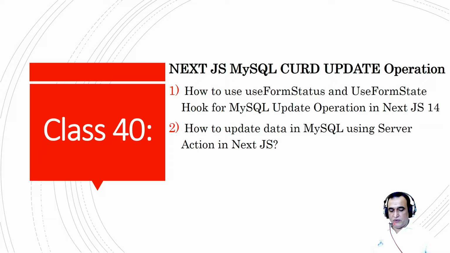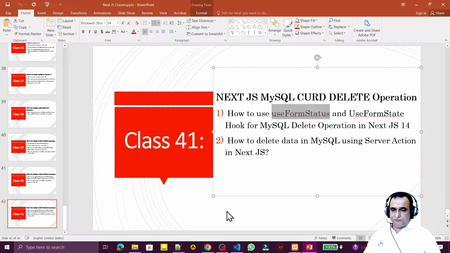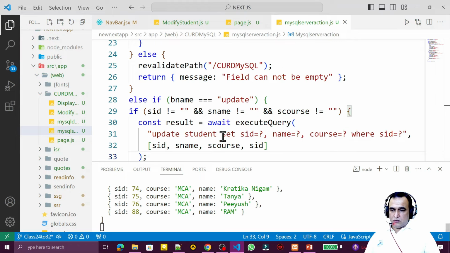In the last video we performed the update operation using server action. In this video we are going to learn how to delete a record from MySQL using server action, and how to use the form status and use form state hooks for giving information from the server side to the client side. So for that, going to our code.